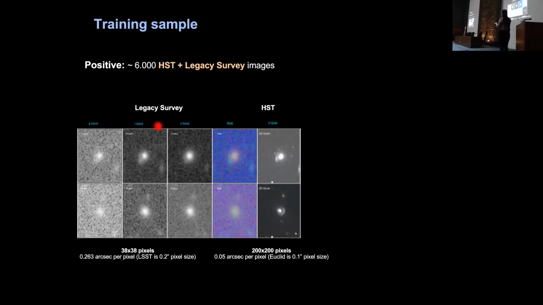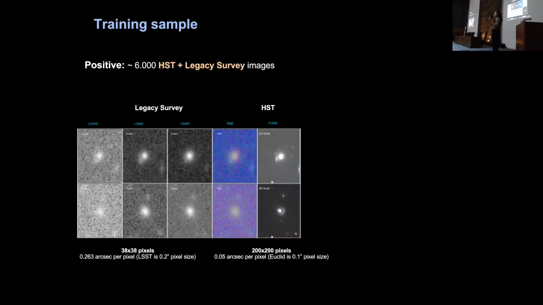Here I'm showing you, it's not visible, but this is the g band, the r band, the z band of the Legacy Survey. This is just a composite image. This is not in the training. And this is the HST image. As you can see, there is quite a difference in the resolution, especially in the pixels, from one image to the other. And you can see more clearly here in the high resolution images the arcs, when you create the mock images. These are then the positives.